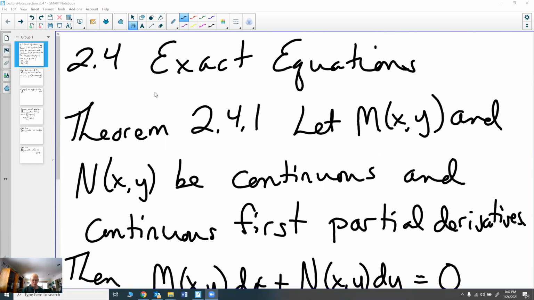So now we're going to look at how we solve other types of first order differential equations. Realize that not all first order differential equations are going to be separable. We already saw one that was linear. Not all are linear. So how do we solve them if they're not separable and they're not linear?